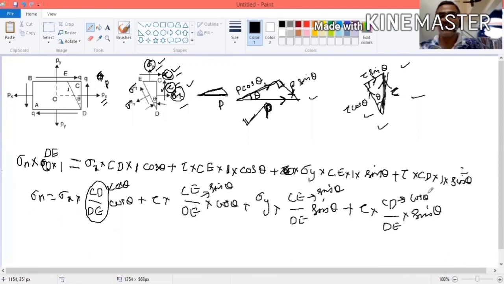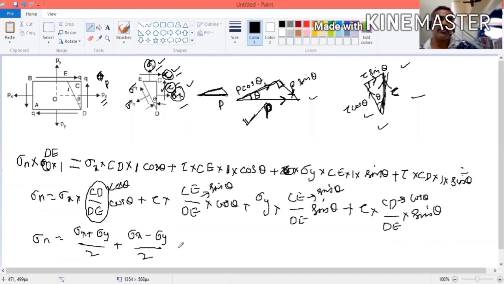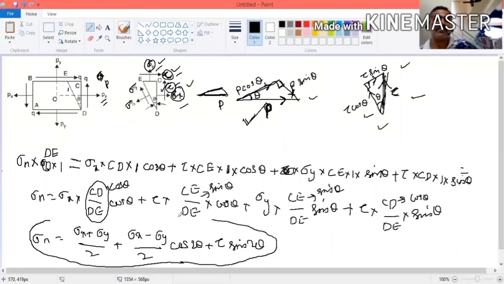Now, using trigonometry, if you manipulate it, you will get an equation like this. Sigma n is equal to sigma x plus sigma y by 2 plus sigma x minus sigma y by 2 cos 2 theta plus tau into sin 2 theta. You will get an equation like this, right?